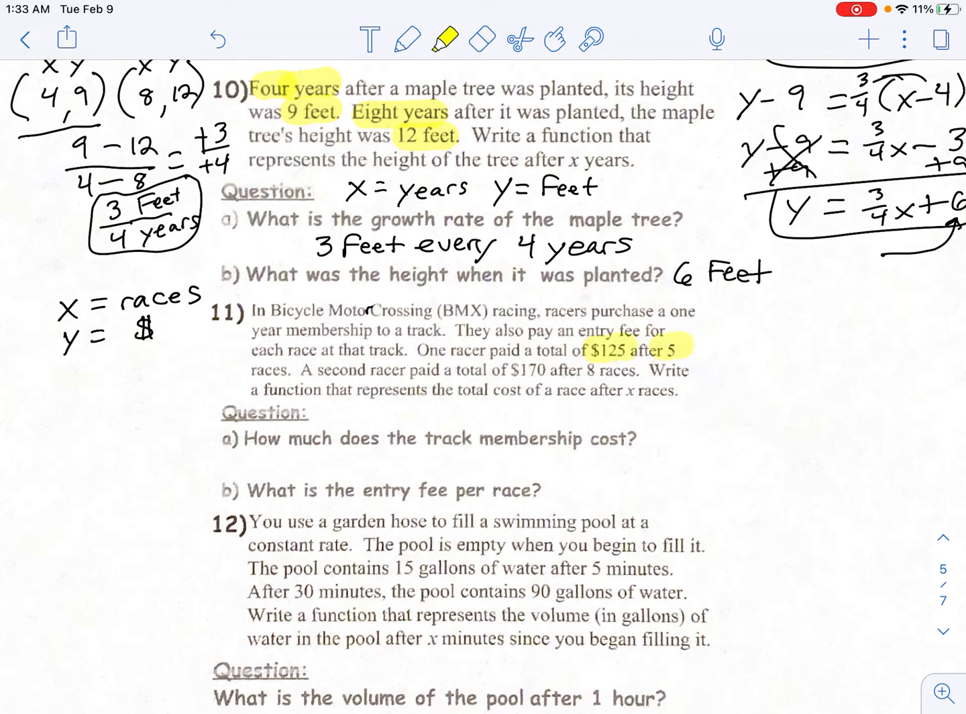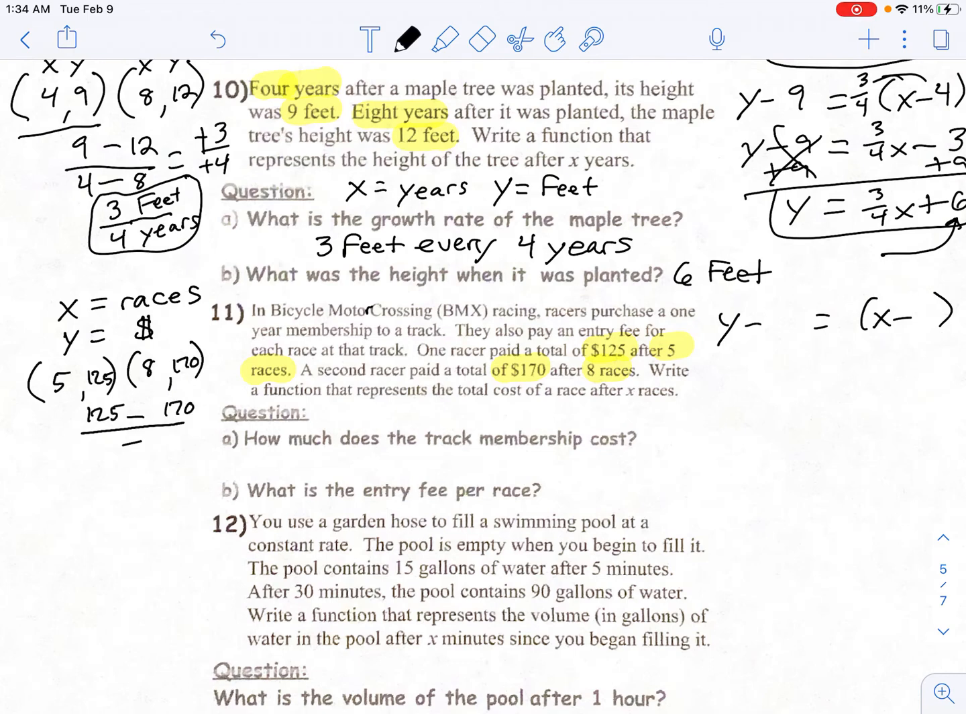Now, again, you've got 4 numbers, $125, 5 races, $170, 8 races. So again, you've got 4 numbers associated in pairs. So once again, you're going to need 2 parentheses. You're going to need a slope and a point slope. All right. So if X is races and Y is dollars, the first one is 5 races for $125. The second one is 8 races for $170.